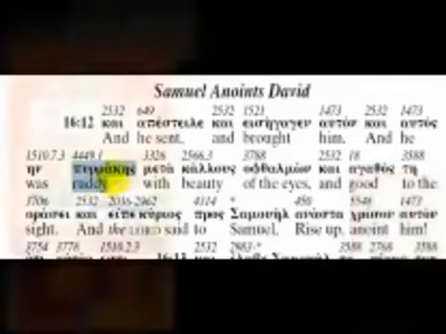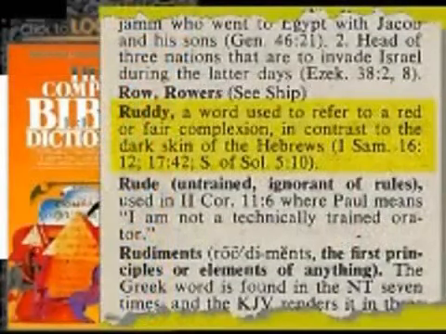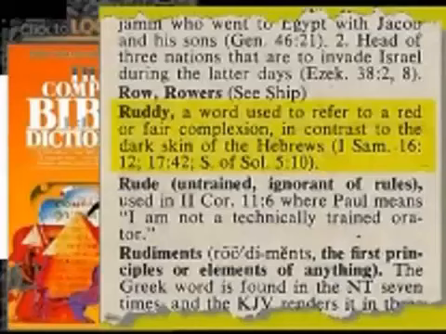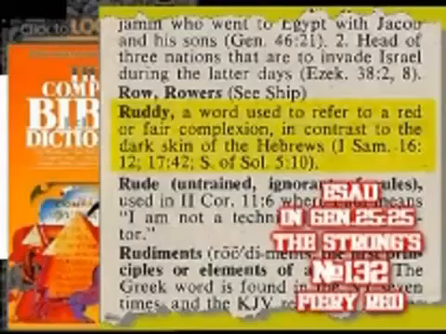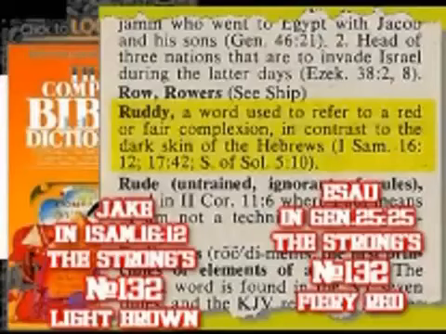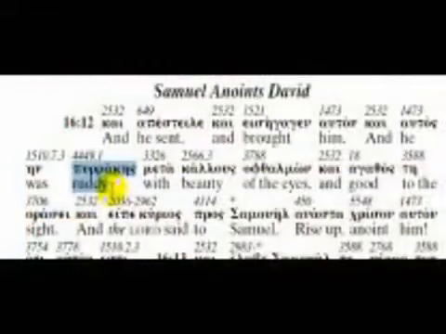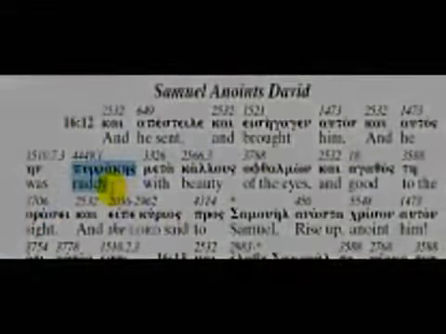As we read in the Zondervan's Bible Dictionary, ruddy is a word used to refer to a red or fair complexion. Red meaning fiery red, like in the case of Esau, or as in the New Living Translation, very red, and in the case of ruddy as being light-skinned, like King David was. So it's all a play on words, brothers. It's all a play on words, right?